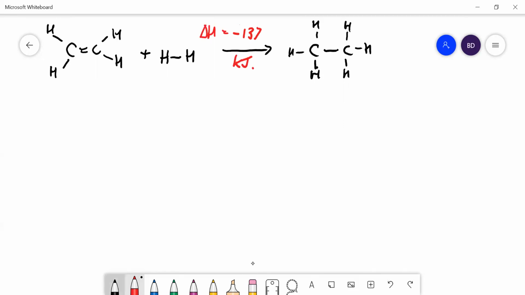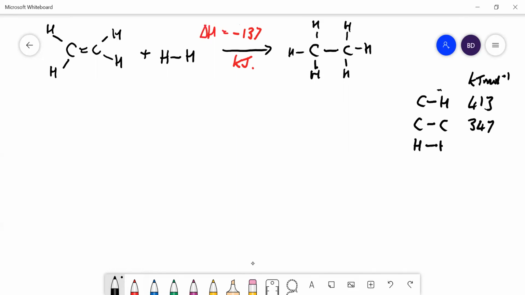And they give us the following data. They give us the value of the carbon-hydrogen bond, which is 413 kilojoules. They give us a value of the CC single bond, which is 347. They give the value of the HH bond, which is 464, not 464, sorry, 436. Okay, and the question is, find out the bond enthalpy of the carbon-carbon double bond.